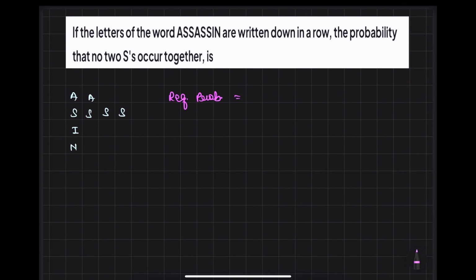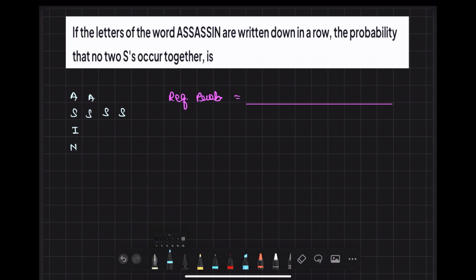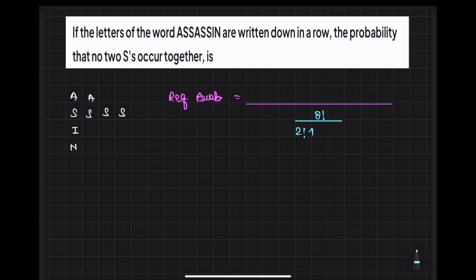You know that the total number of arrangements is what? Without any condition we have to arrange them. So we are having 8 letters. So arranging 8 letters is 8 factorial upon 2 factorial 4 factorial. So this is the arrangement of ASSASSIN without any condition.